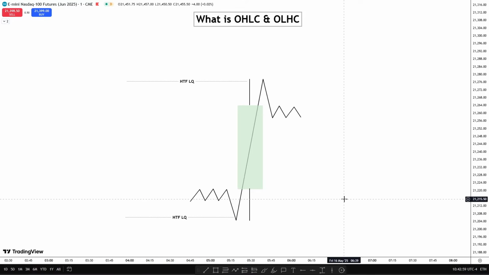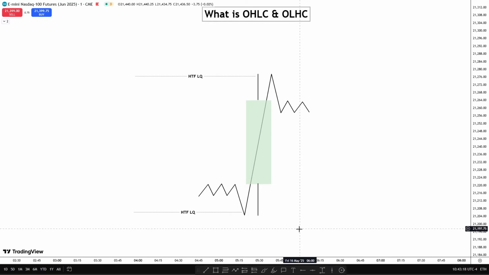So essentially what I'm looking for, for a bullish trade, I'll be looking for a zone of accumulation, then a manipulation, a distribution higher to take out our higher time frame liquidity, and then the market can do whatever it wants. In this instance, it just went back to consolidation. Now, this is exactly how I trade it.